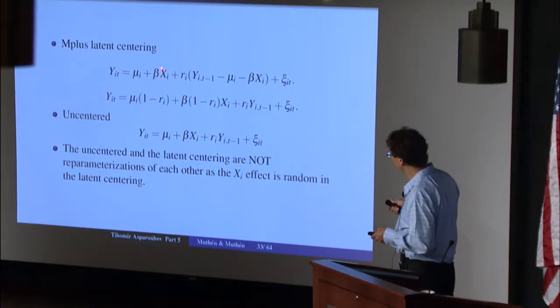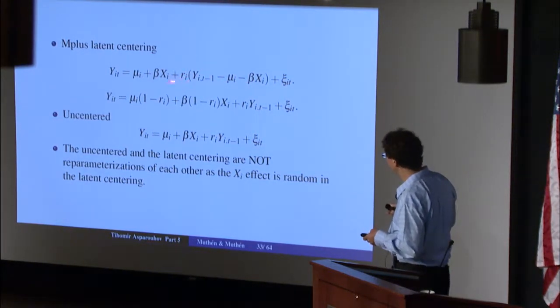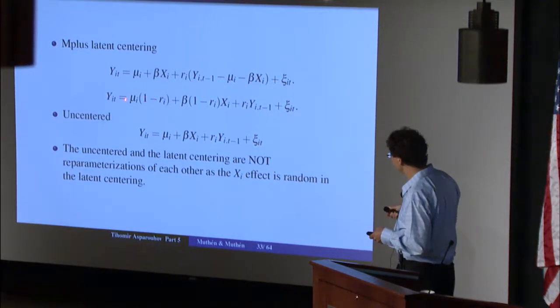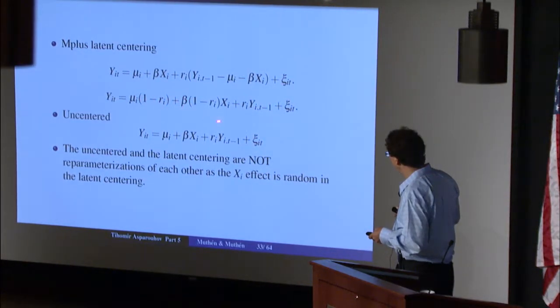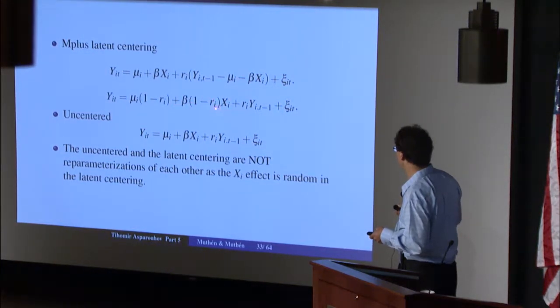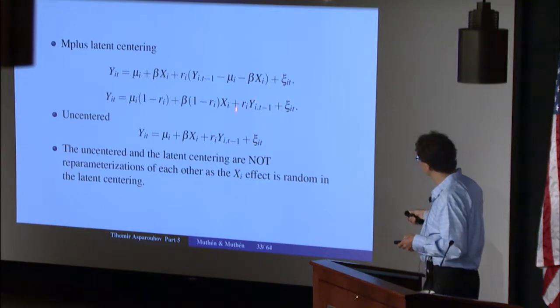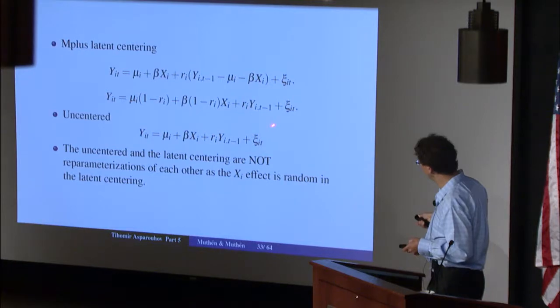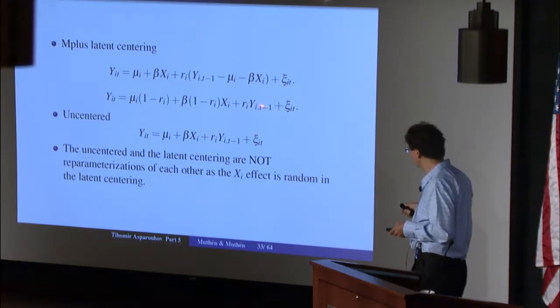So this is a time invariant covariate. So you have mu I plus beta x, and that's also used here in the centering of the covariate. And if you do the same thing and expand the brackets here, what you get is again this random intercept is multiplied by 1 minus the autoregressive coefficient, and the coefficient in front of the time invariant covariate is now beta times 1 minus Ri. And you have again the autoregressive coefficient regressed on now the uncentered value of the dependent variable.